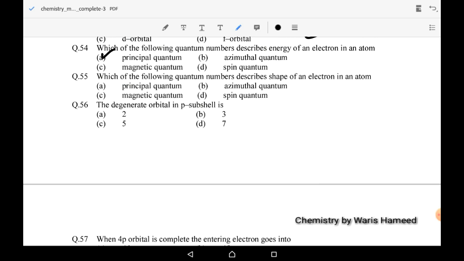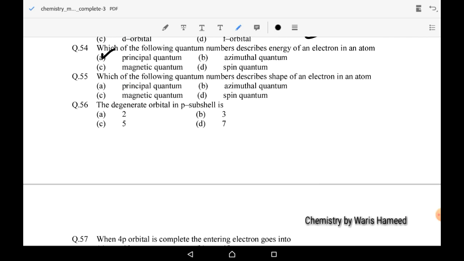Azimuthal quantum number tells us about the shape of an orbital, and magnetic quantum number tells us the distribution of different orbitals in three dimensions, and spin quantum number tells us about the spin of an electron, either it's spinning clockwise or anti-clockwise. Which of the following quantum numbers describes the shape of an orbital in an atom? I already told you about this.